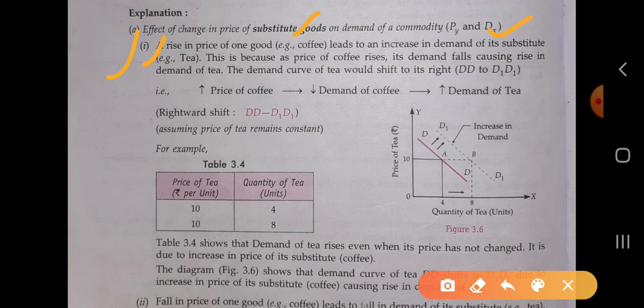So it totally depends upon the price of one good, how the price of one good impacts the demand of another good.